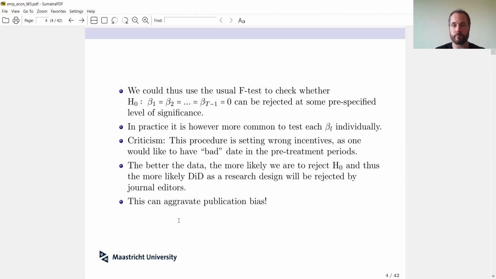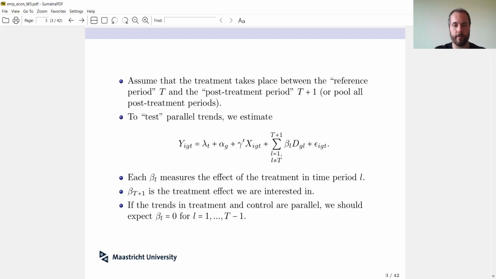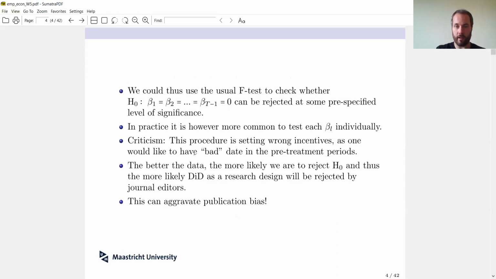Okay, so what would we do? Well, we would simply estimate this model. We get the estimates for all the betas. And then we can, for instance, do a t-test. So kind of, an f-test. We test whether all the pre-treatment betas are jointly 0. And if we reject that, we know that there is some beta where there is a difference in trends between the both groups.